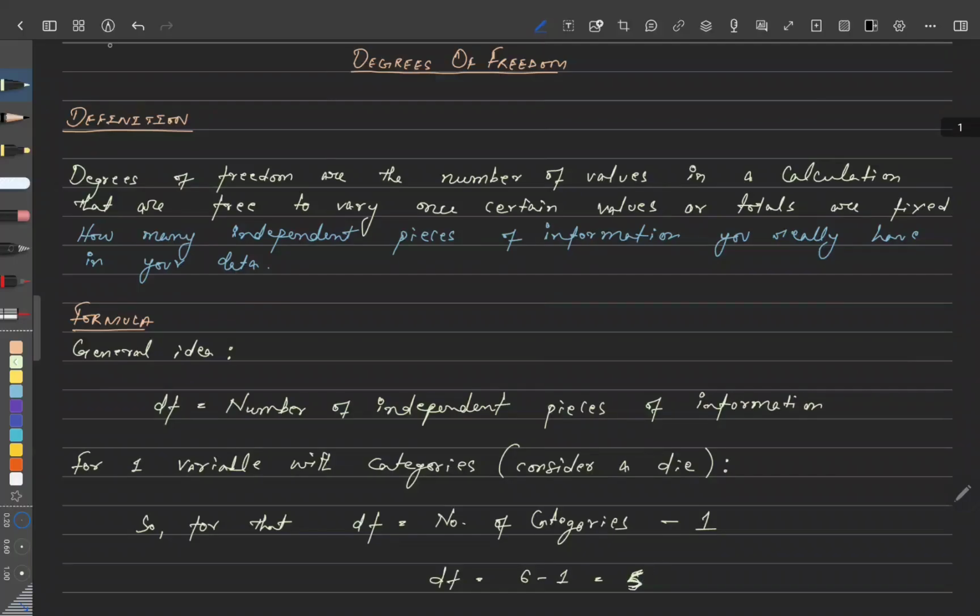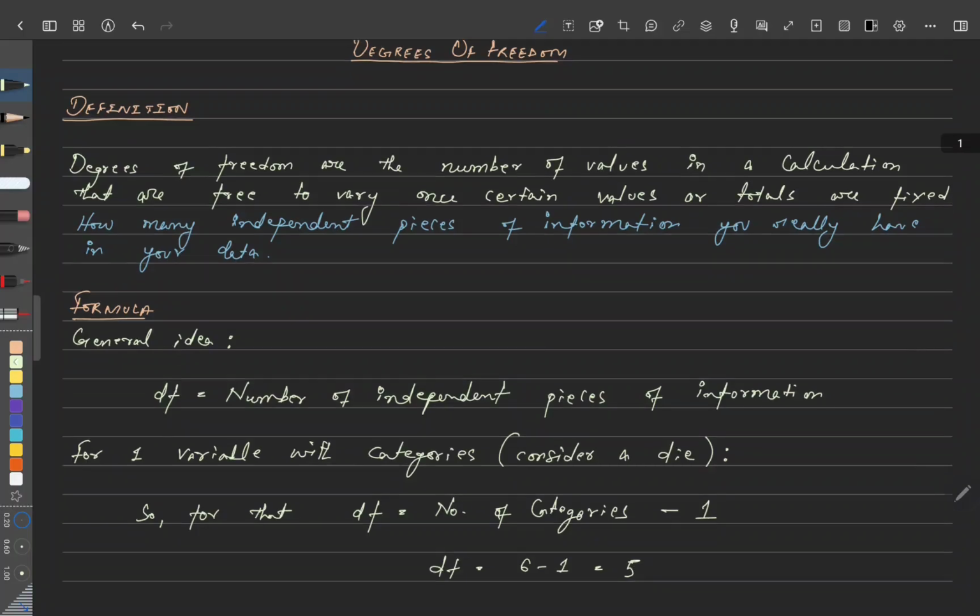Okay, so if we look at the definition, what it means is that you can choose 5 values freely, and the last one that would be remaining would be the 6th value that would be evident from the other 5 values that you've already chosen. So that is the reason degrees of freedom is 5.